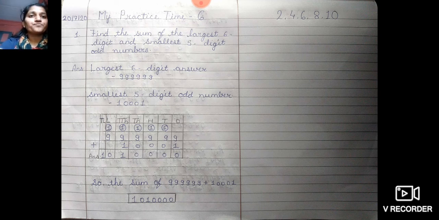So here, first of all, you have to draw the columns and write the places. In this sum we can see that a new place has been introduced, that is 10 lakh. After lakh there is 10 lakh. Now we have to add. As you all can see, I have written 9,99,999 plus 10,001.